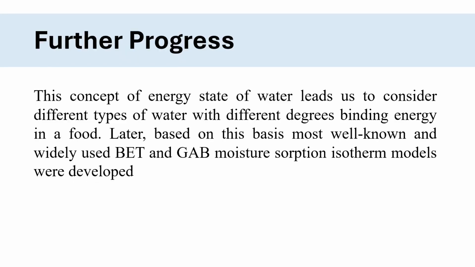This concept of the energy state of water leads us to consider different types of water with different degrees of binding energy in a food. Later, on this basis, the most well-known and widely used BET and GAB moisture sorption isotherm models were developed. I will explain this in another video.